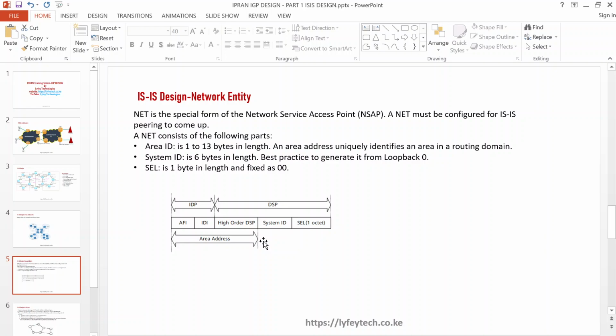The third part of the network entity is the selector, which indicates the type of the protocol. Many times it's 1 byte in length, and many times it's fixed to 0, which means it's IP. So this is the structure of the network entity or the area address. So you have the IDP, DSCP, and then the area address is made up of the AFI, IDI, and then we have the higher order DSP. Then you have the system ID and the selector. So this is just an overview of the network entity when it comes to ISIS protocol.